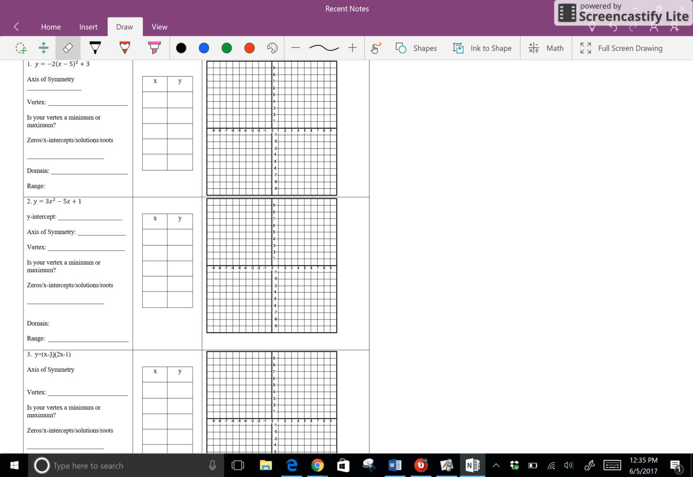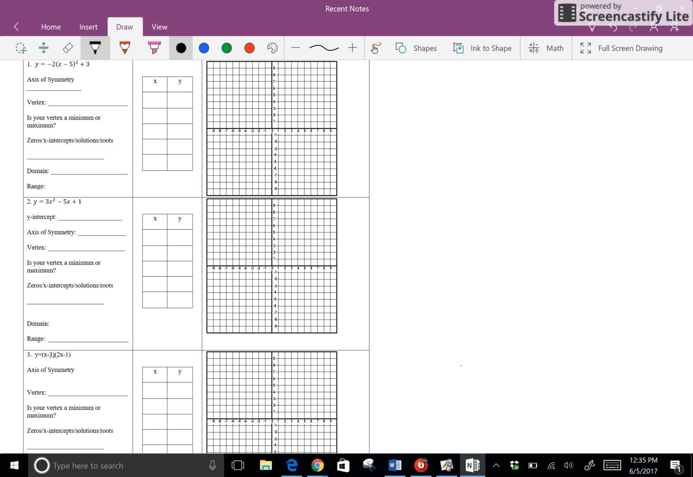Okay, for number one, it is vertex form. You can tell that it's vertex form because it has a number outside a parentheses squared, plus or minus a number. Now, even though it says order, axis of symmetry, vertex, all of that, you don't have to go in that order. Do what you know first, and then it's going to lead you to the next answer.